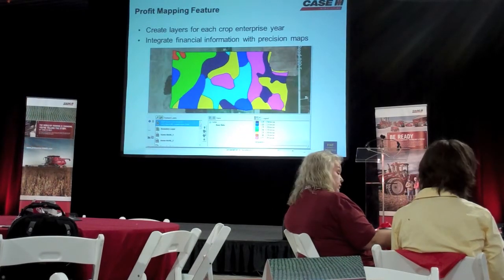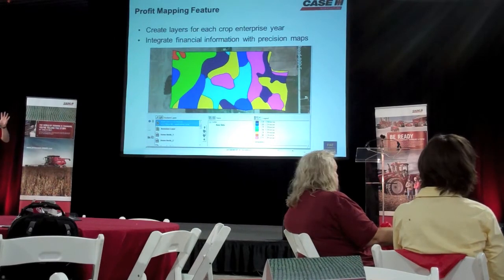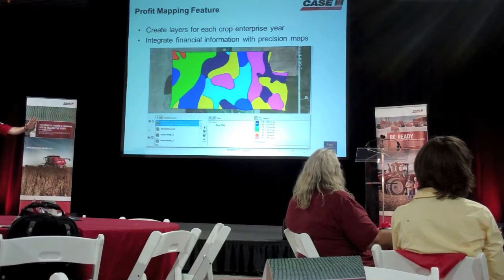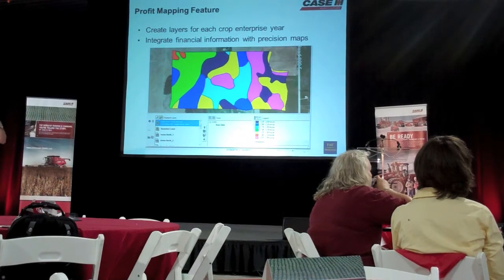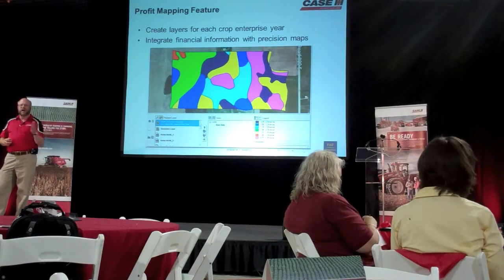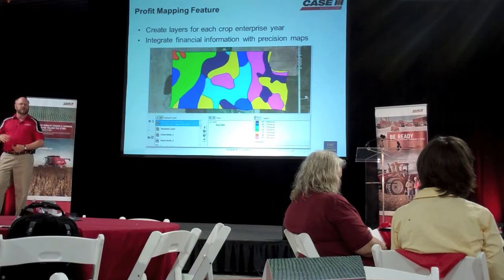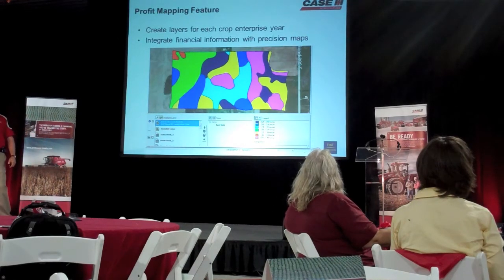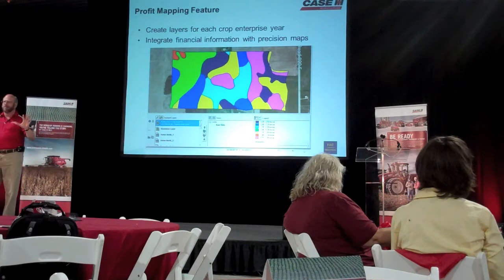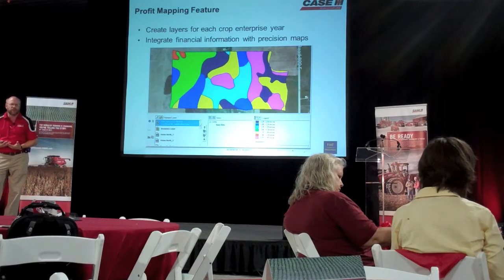Part of that mapping and records is profit mapping. Because when we look at mapping and records, one of the old-fashioned ways to think about maps is that it was just agronomic data, that somehow it was separate from financial data. No, it's all the same. If we put some fertilizer in a particular place, it cost us a certain amount of money. If we varied a planting population from 28,000 to 42,000 across a field, we were also varying how much money we spent. So going forward, when we look at data management, yes, it's agronomic data, but it is integrated in one and the same with the financial data.